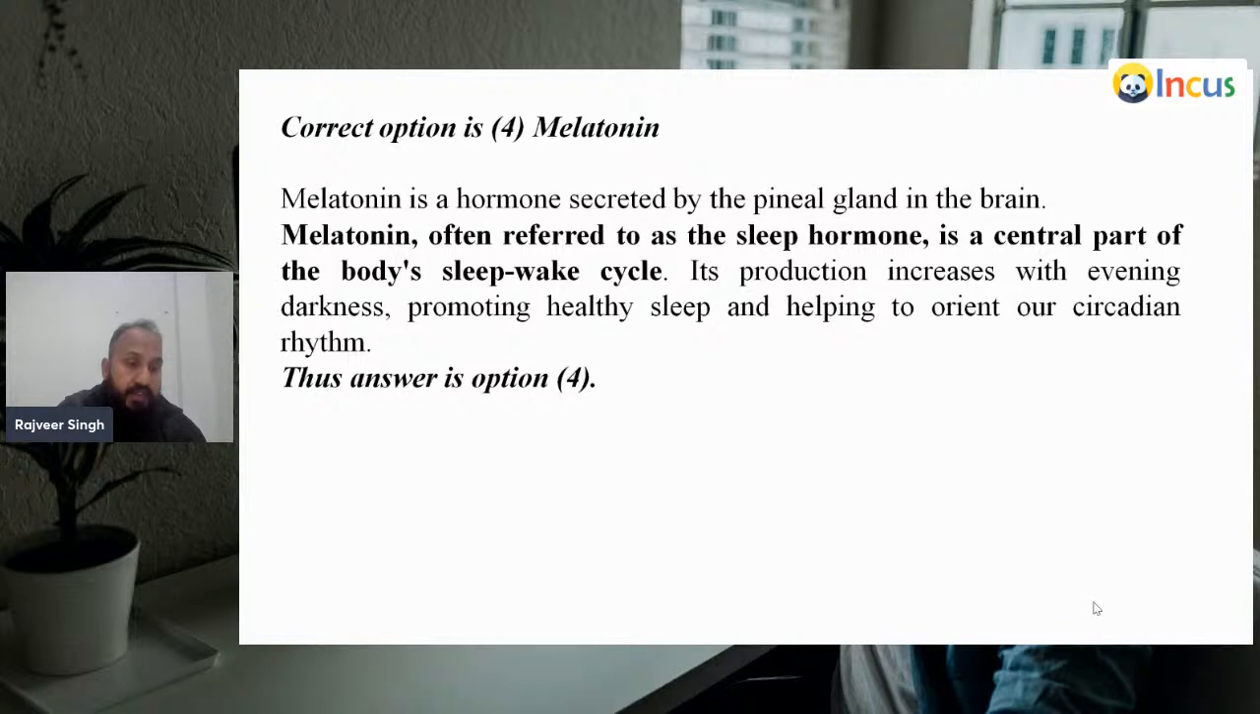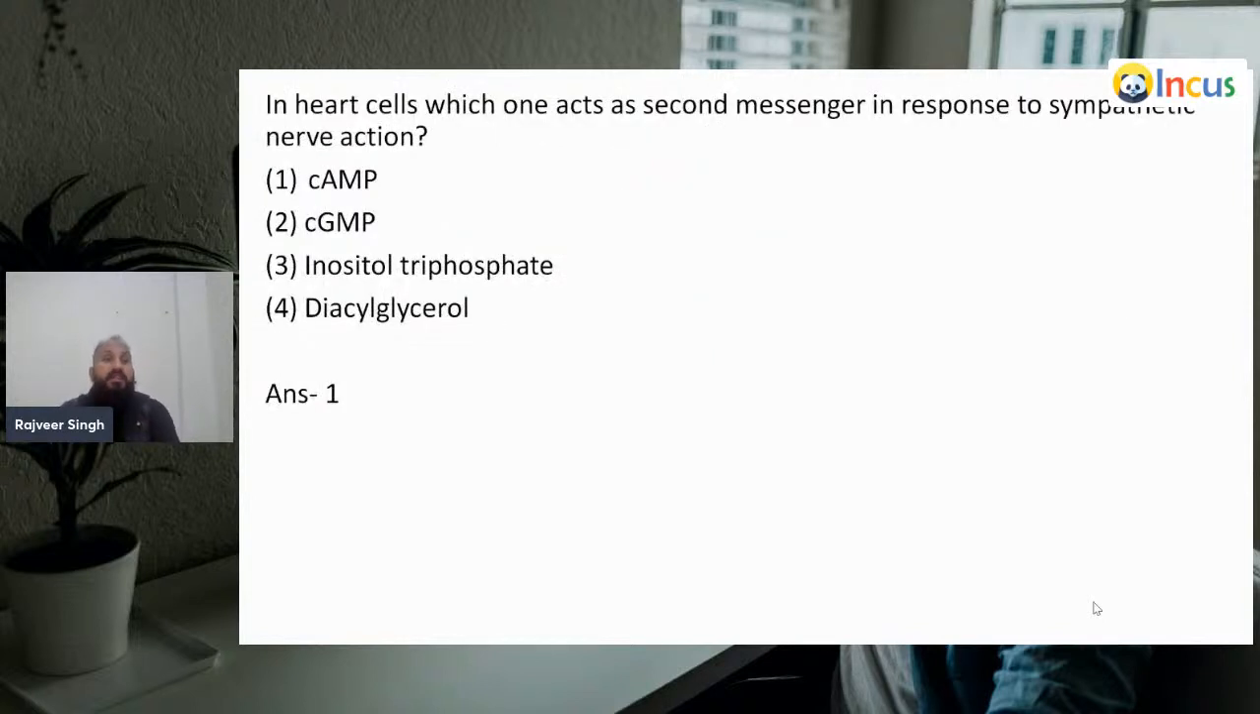Next one is a very important question. This one is about heart cells: which one acts as a second messenger in response to sympathetic nerve action? Cyclic AMP, cyclic GMP, inositol triphosphate, diacylglycerol. Yes, the answer will be first, cyclic AMP.